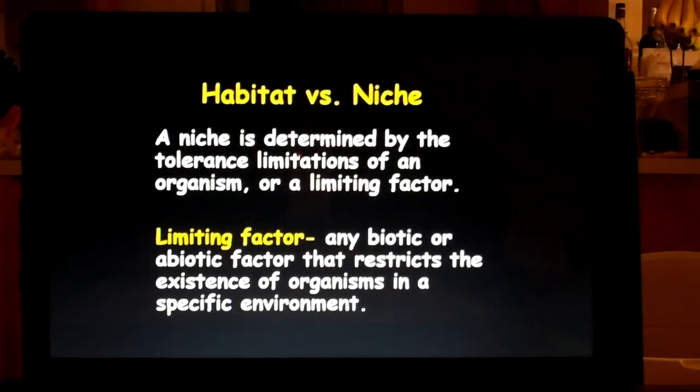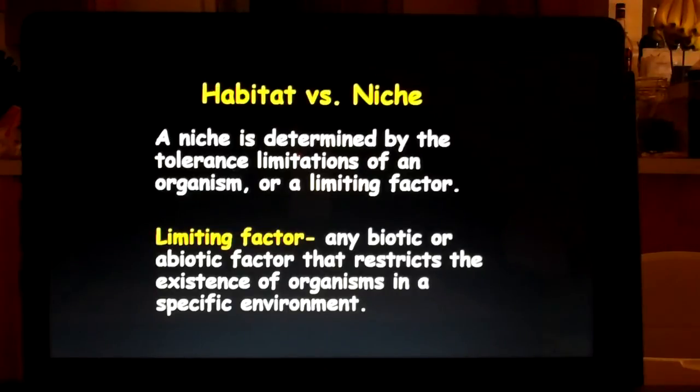Okay, so a habitat versus niche again. A habitat is determined by the tolerance limitations of an organism, or a limiting factor. There are many limiting factors, but a limiting factor is specifically any biotic or abiotic factor that restricts the existence of an organism in specific environments.